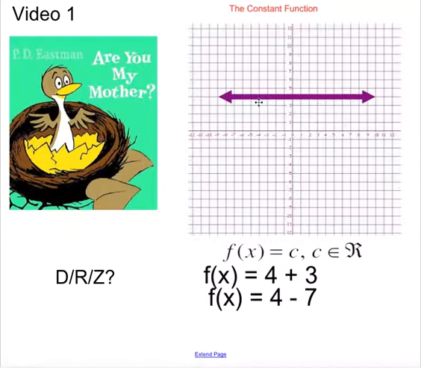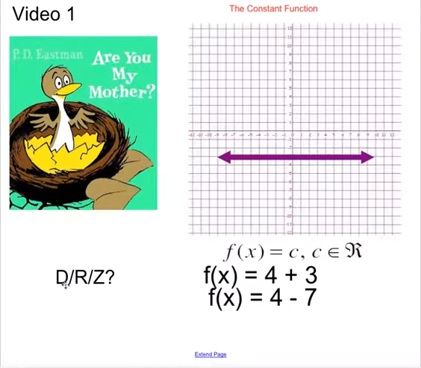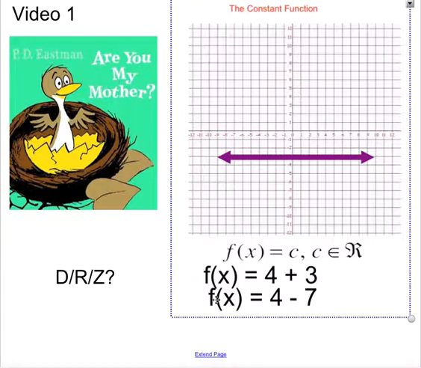If we go back to f of x equals 4 and then we subtract 7, we're going to go down 7, so the equation will be f of x equals negative 3, which is a translation down 7. So what you need to do in your groups for problem number 1 of this video is find the domain, range, and zeros of this last function right here, f of x equals 4 minus 7.